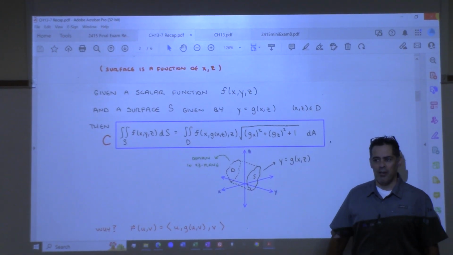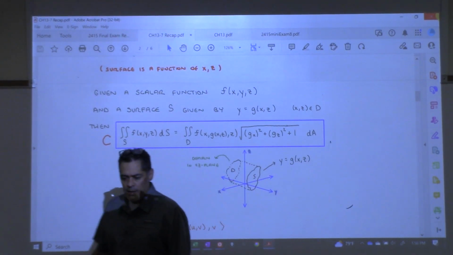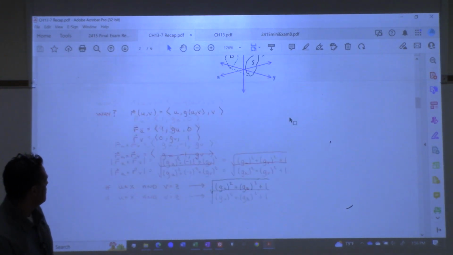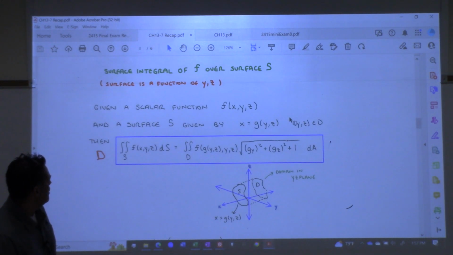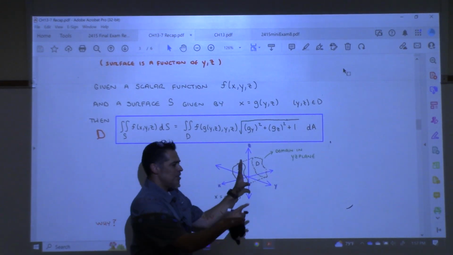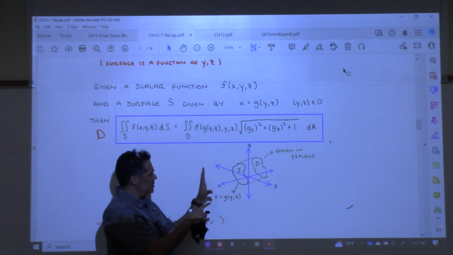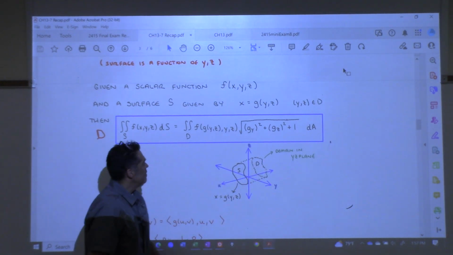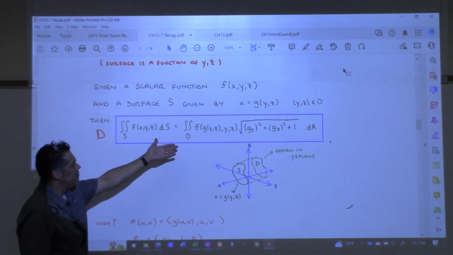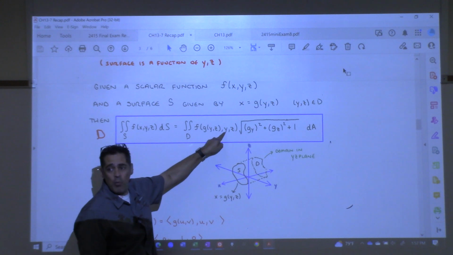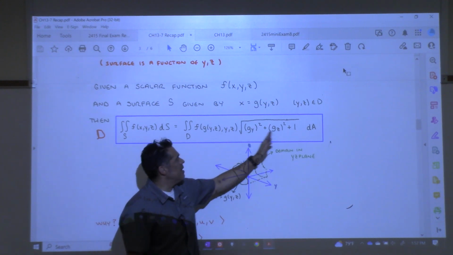And there's one more scenario. It's where your x would be a function of the other two variables. If your x is a function of y and z, now your surface lives out the x-axis out here. The domain would be cast upon the yz plane. Then it changes to this. So now your x is replaced with that function. Your y stays y, your z stays z, and over here you do those partials.